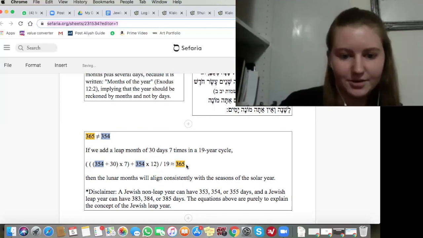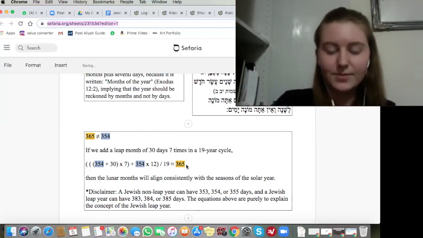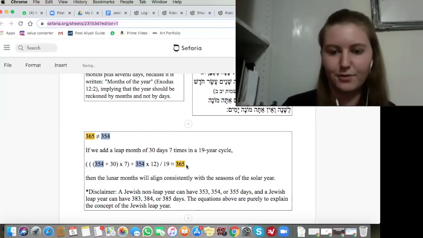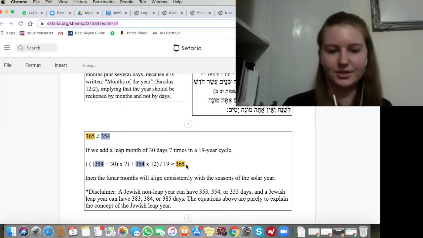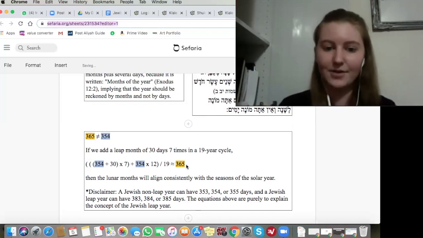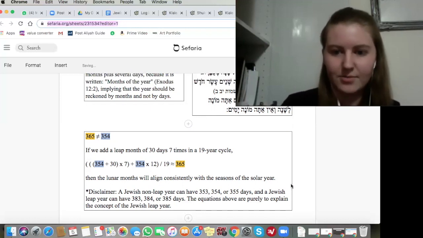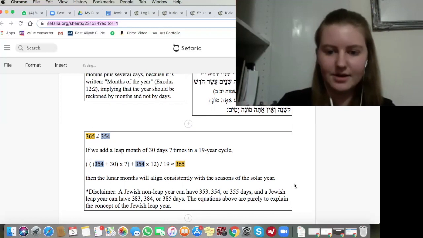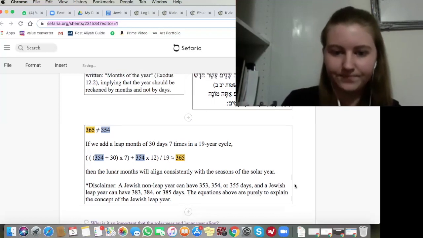Also, a disclaimer: a Jewish non-leap year can have 353, 354, or 355 days, and a Jewish leap year can have 383, 384, or 385 days. The equations above are purely to explain the concept of a Jewish leap year. It's not to really make a calendar out of, it's just to show the concept, because the amount of days in the year changes based on certain things.